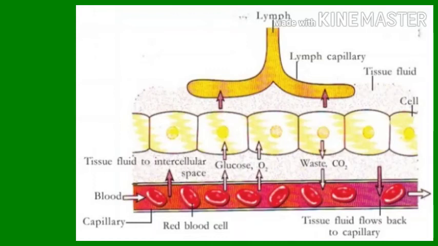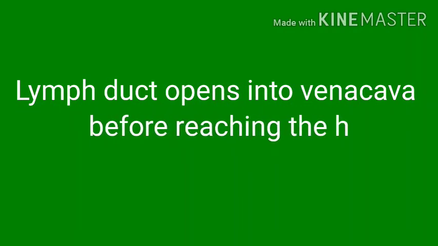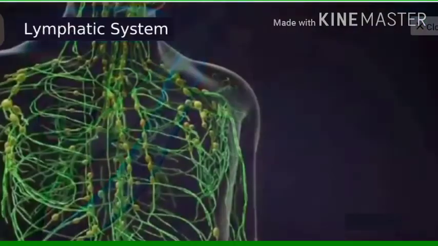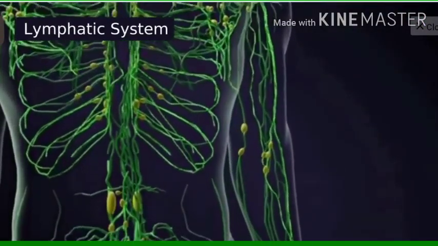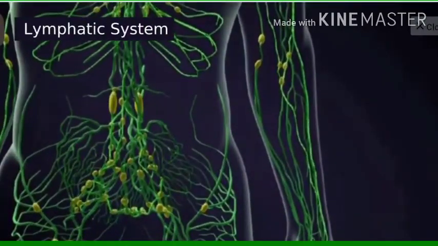The lymph formed from the blood passes through the lymph duct and returns to the blood near the heart. That is, the lymph duct opens into the vena cava before reaching the heart. I hope it is clear for you. I have already told you that the blood circulatory system as well as the lymphatic system help in transportation of materials.